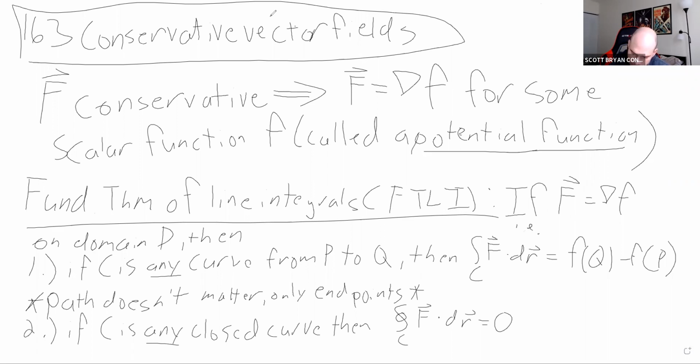So in other words, if f is conservative, if you want to evaluate the line integral of f over some curve, you find a potential function, an antiderivative, and you evaluate the endpoints. It doesn't matter how you get from one endpoint to the other. All that matters are the endpoints. And if f is conservative, the integral around any closed curve is going to be 0.